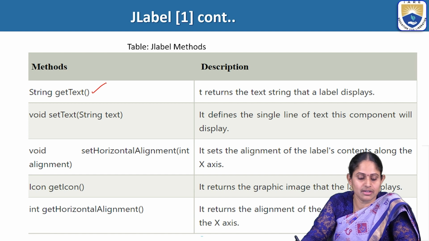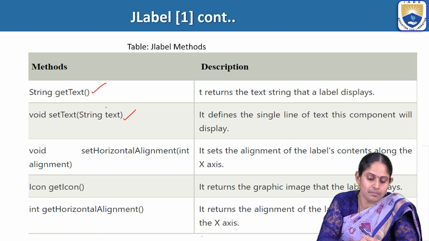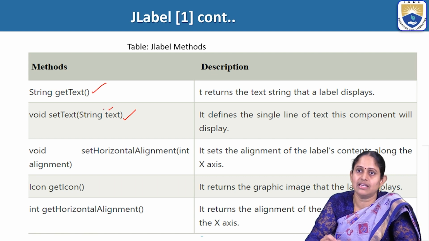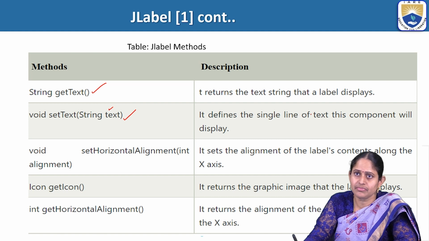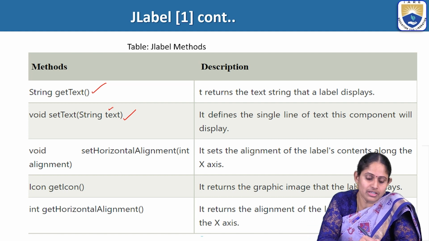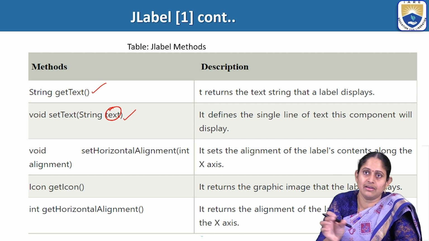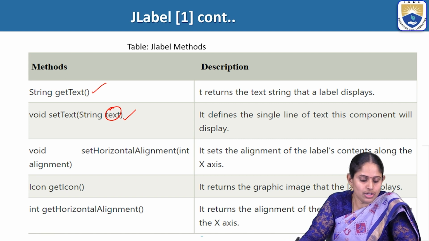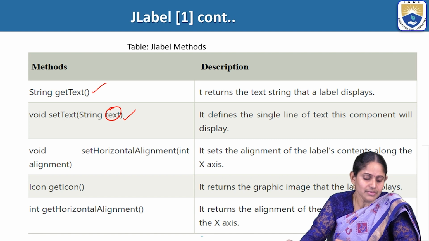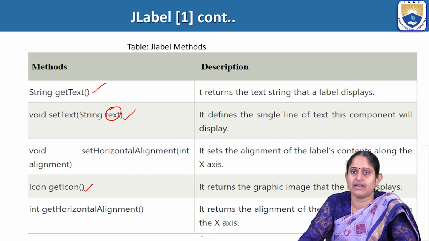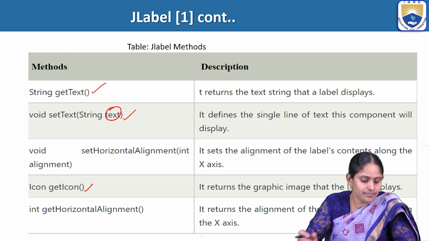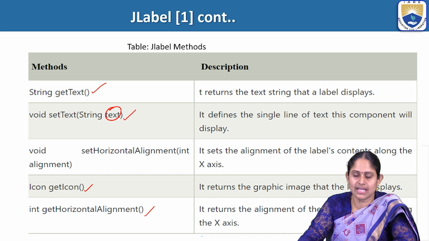Now these are the few methods of JLabel which we make use of. GetText returns the text string that the label displays. SetText, with a string parameter, defines the single line of text. Whatever text is specified here, the value will be set to that. Then setHorizontalAlignment with an integer parameter sets the alignment of the label's contents along the x-axis. The getIcon method returns the graphic image that the label displays, and getHorizontalAlignment returns the alignment of the label's contents along the x-axis.